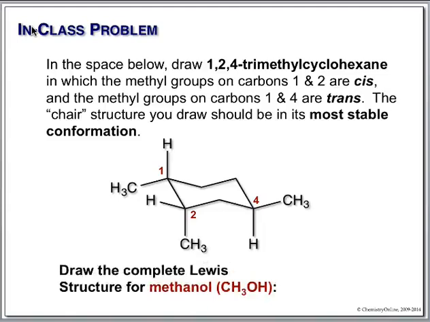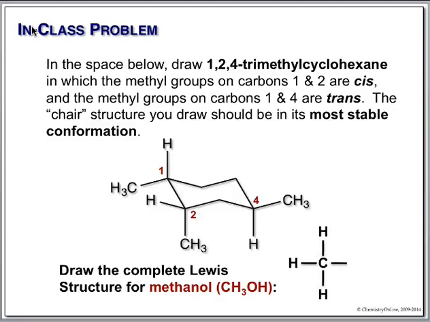Next question was an absolutely trivial one. Let's draw the Lewis structure for methanol. If you just look at methanol, which is given here, we're going to have a carbon bonded to 3 hydrogens. Carbon is group 4, 4 valence electrons, hydrogens 1 each. We're going to have 3 covalent bonds, 1 to each hydrogen. It's going to look like this.